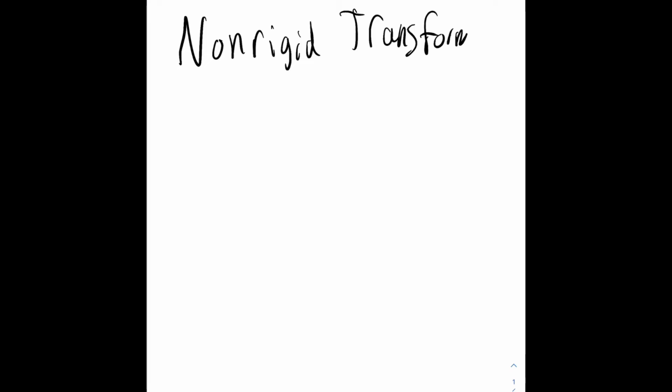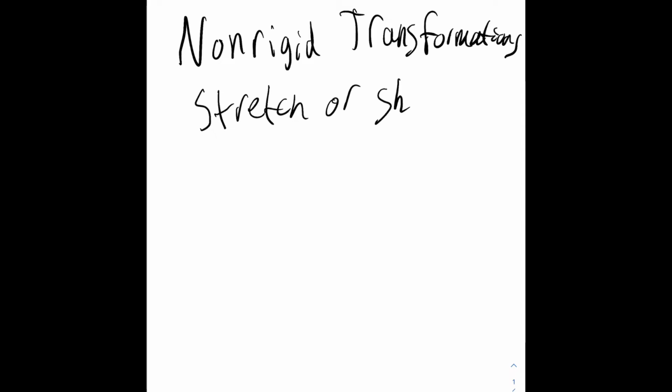All right, here's our second part of lesson 2. The fancy word is called non-rigid transformations, but in layman's terms, it's called stretch or shrink. Again, there are some basic rules, where we can have a vertical stretch or a vertical shrink.